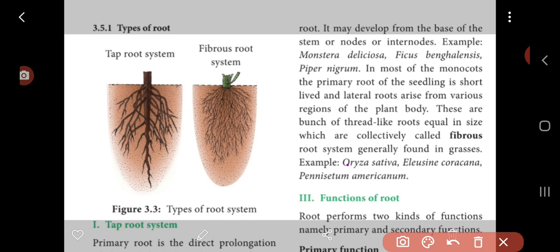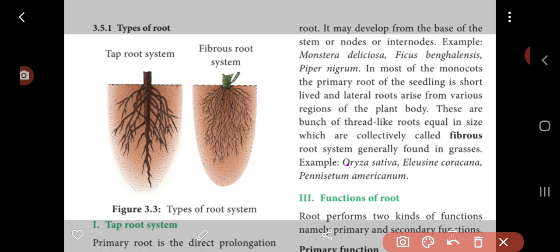But in these examples, I think you have only two: Oryza sativa and Eleusine coracana. Oryza sativa you all know very well, that is rice. Eleusine coracana is the finger millet, kelvaragu. From these two plants you have the examples for fibrous root system, and grass is also one example. For adventitious root system you have two examples, Monstera deliciosa and Piper nigrum.